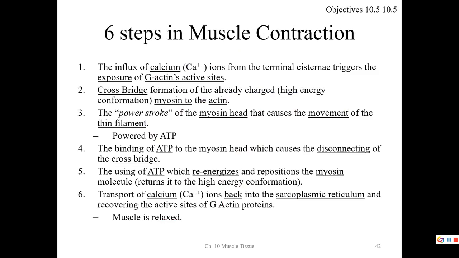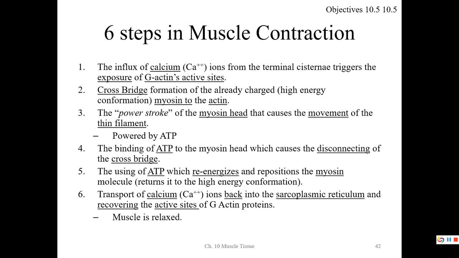Now, what's going to happen is this calcium comes in, and that triggers the terminal cisternae to expose G-actin active sites. Then what's going to happen is we're going to take myosin, who is highly charged. Myosin is highly charged, and it's going to cross bridge. Now, kind of think of it like this. Myosin wants to hold hands with actin. He's very nervous about it. He's going to reach out kind of nervously.